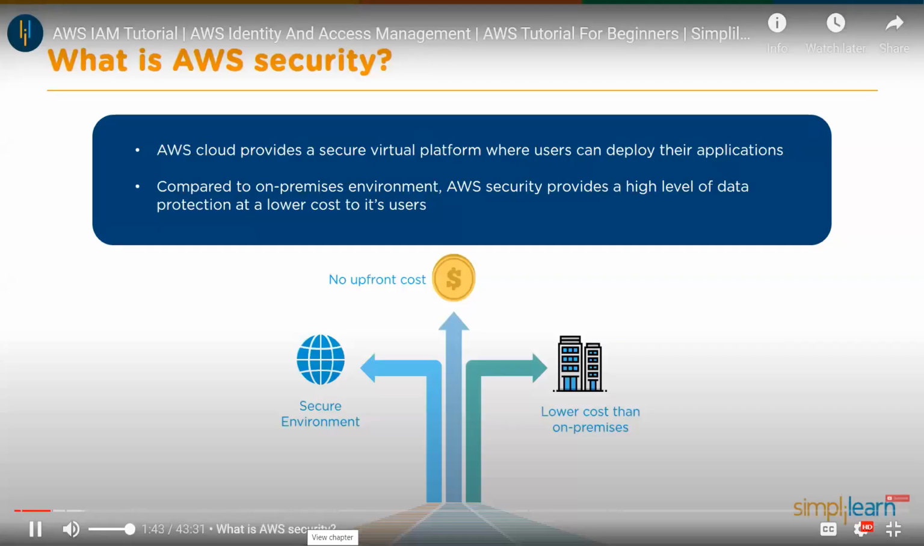So AWS Cloud provides a secure virtual platform where we can deploy our application. Compared to on-premises, with AWS the security level is very high, and the cost involved in attaching that type of security to our application is very low. There's no upfront cost, and whatever we pay is much lower than it would be on-premises. All this contributes to the secure environment we can get through IAM in AWS Cloud.